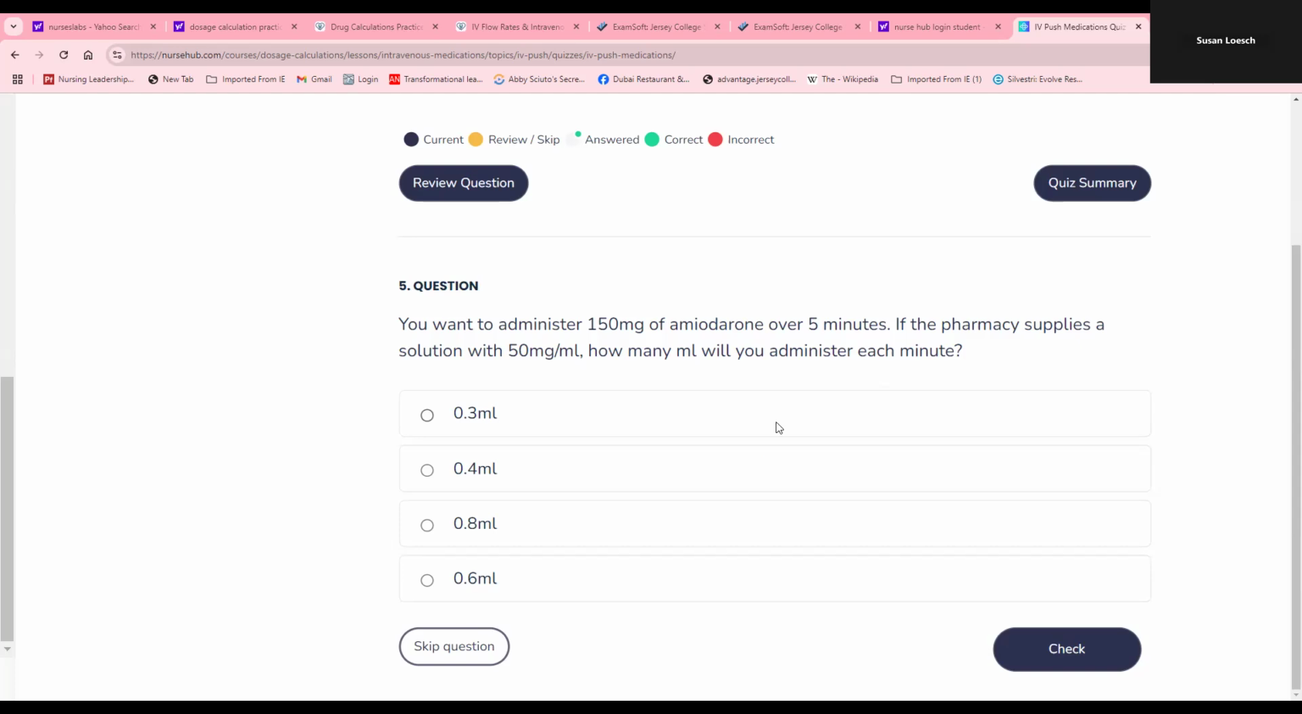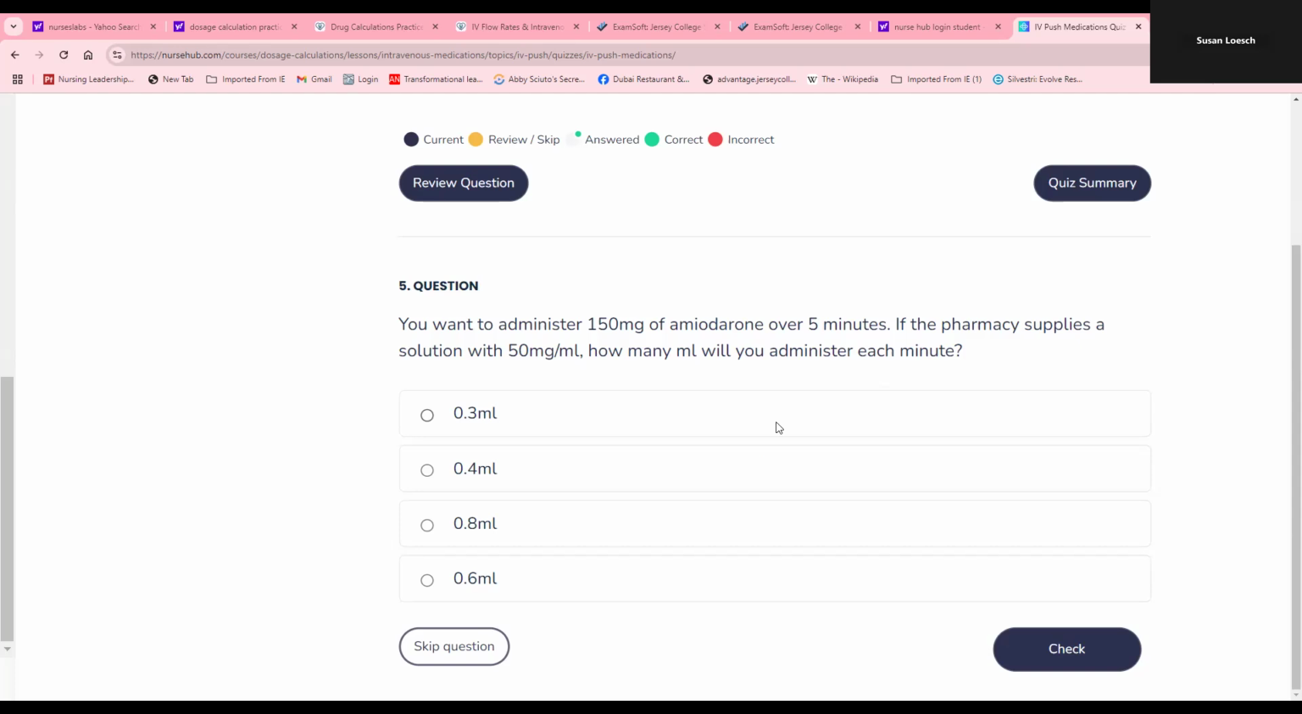So we have 3 mLs, and we're going to give that over 5 minutes. So you're going to take 3 and divide that by 5 minutes because you're given 3 mLs and it's over 5 minutes. And what did you get? 0.6. Okay. You got 0.6 mLs, and that's how much we're giving every minute.